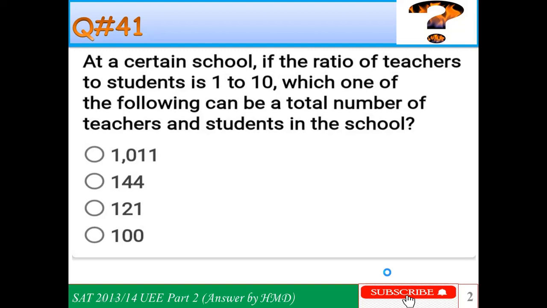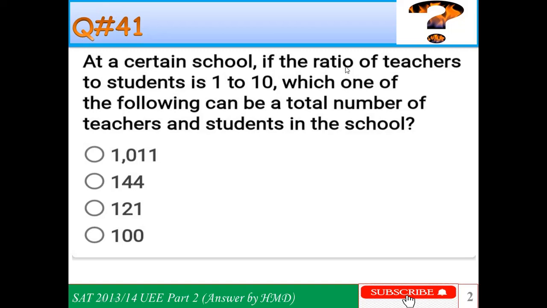Question number 41. Actually it is part 2. I have a video on part 1. You can watch that one. You can get it from my YouTube channel. You can search Maths with HMD and then you can find the playlist. So this one is part 2. We are going to discuss starting from question number 41 up to question number 44 in this video. So now let's start. Here is question 41.